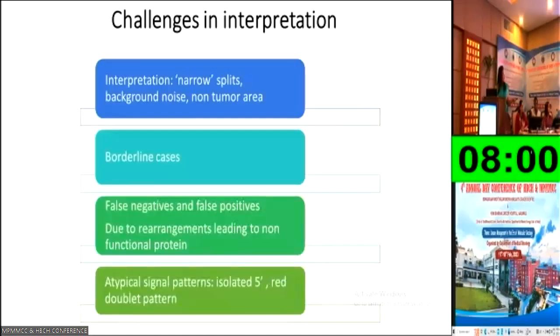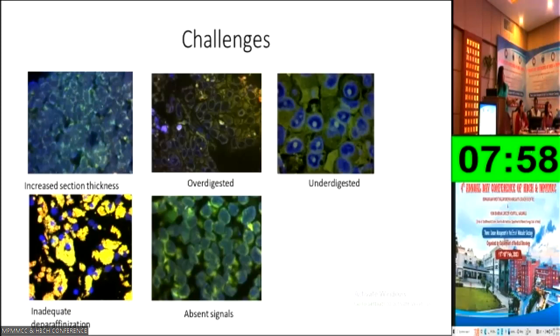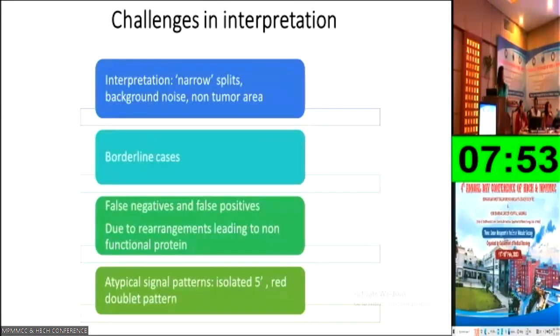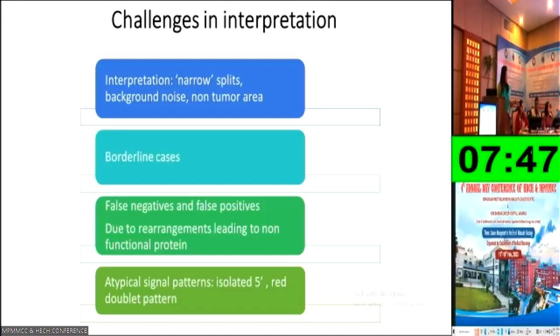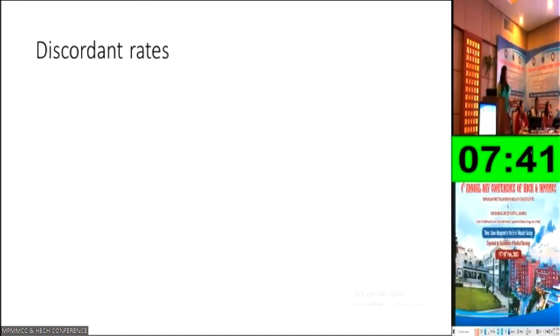But this is not the usual scenario. Most of the times you will have no signals. All depends on how the fixation of your tissue is. So there are interpretation errors in FISH also, because sometimes you can get narrow splits, you can get false negatives. There are some gene rearrangements where protein expression is not seen. So all these are the challenges with FISH interpretations.